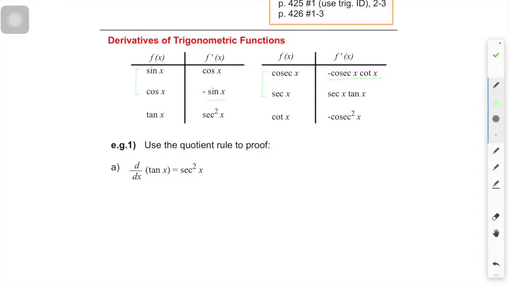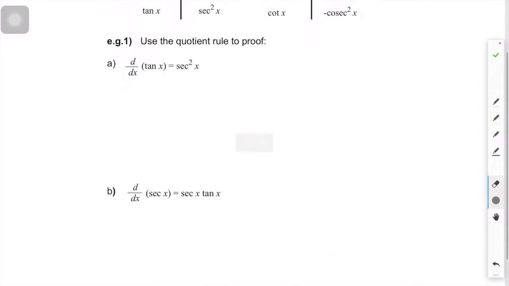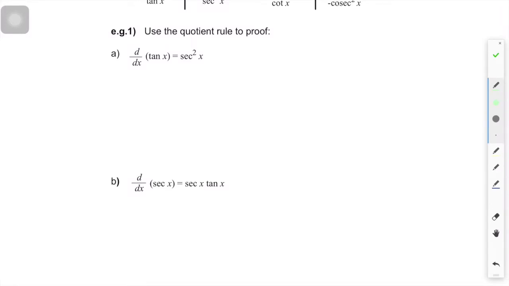Although you're not required to memorize these rules for your IB exam, the more you're familiar with these rules, the easier it will be when you do your homework, okay? So let's get rid of these remarks for now. Let's begin to look at some examples. First, we're going to prove some of these trig derivative formulas. Let's begin with the derivative of tangent x. We are going to show that its derivative is indeed the square of secant x.